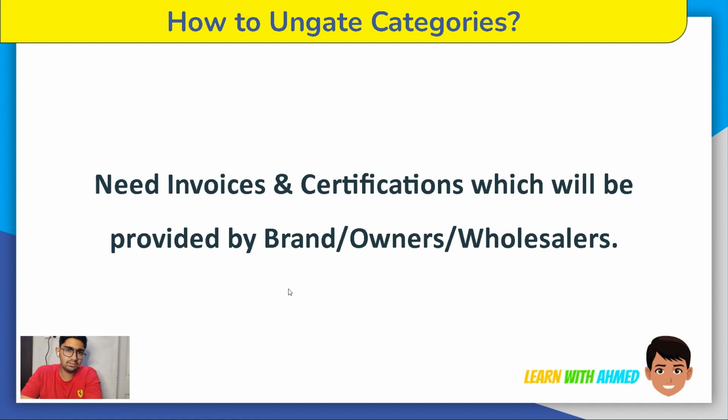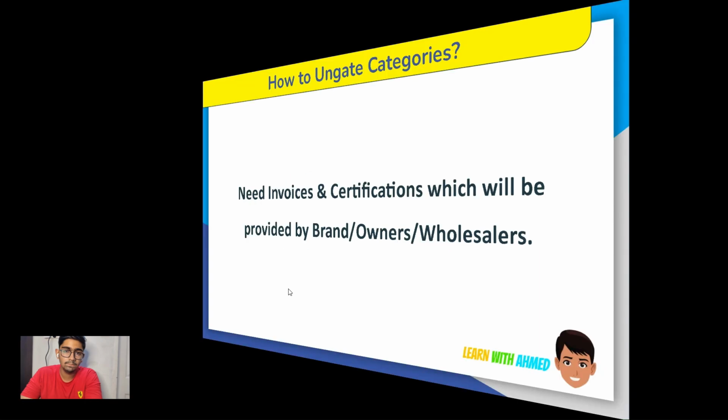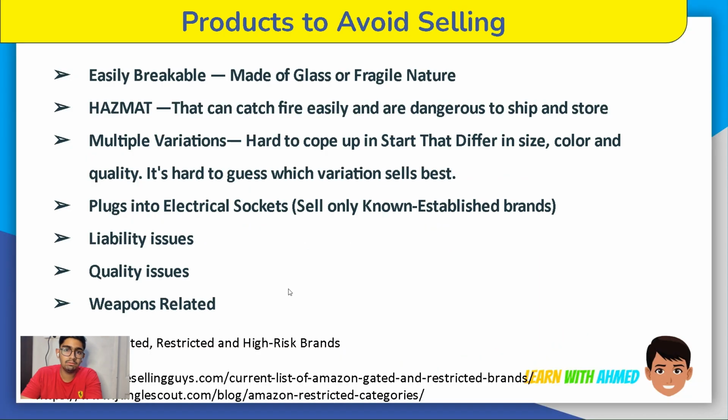So it is very simple to ungate any category. If a category is gated, Amazon would require even the invoices or the certifications, and all these invoices or certifications would be provided to you by the brand owner, wholesaler, distributor, or the supplier from which you are buying the products. So it is better to see the limitations and listing requirements before purchasing any inventory, so that you can ask the supplier for these certifications and invoices and submit them before giving a huge order.